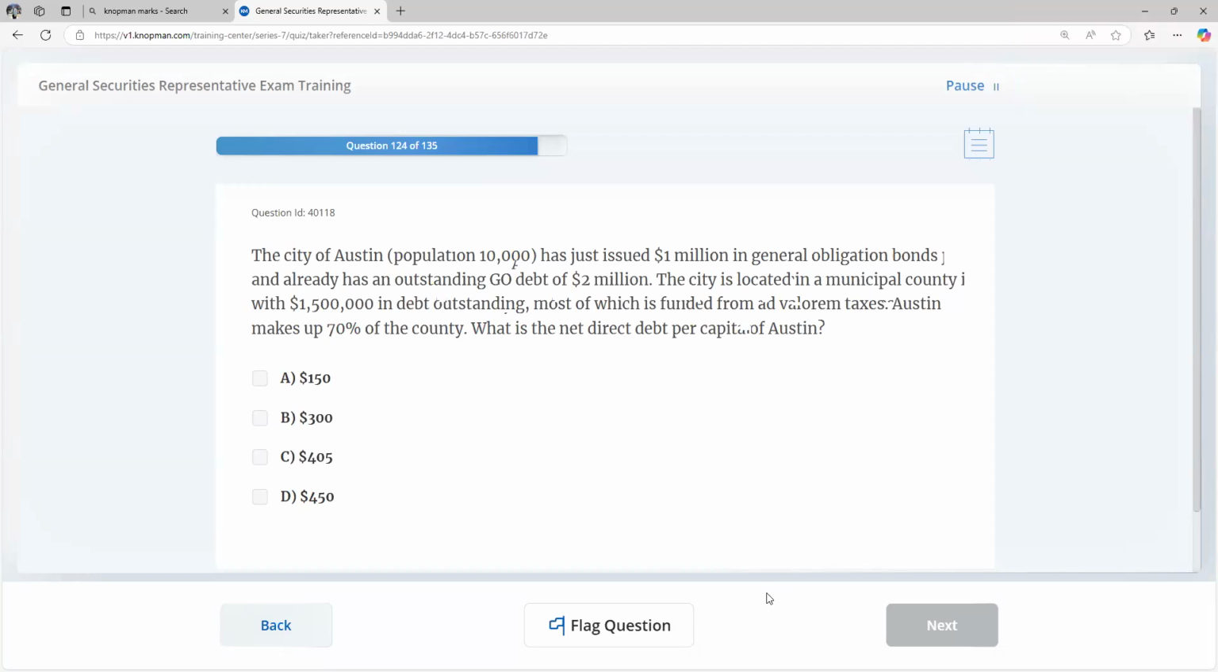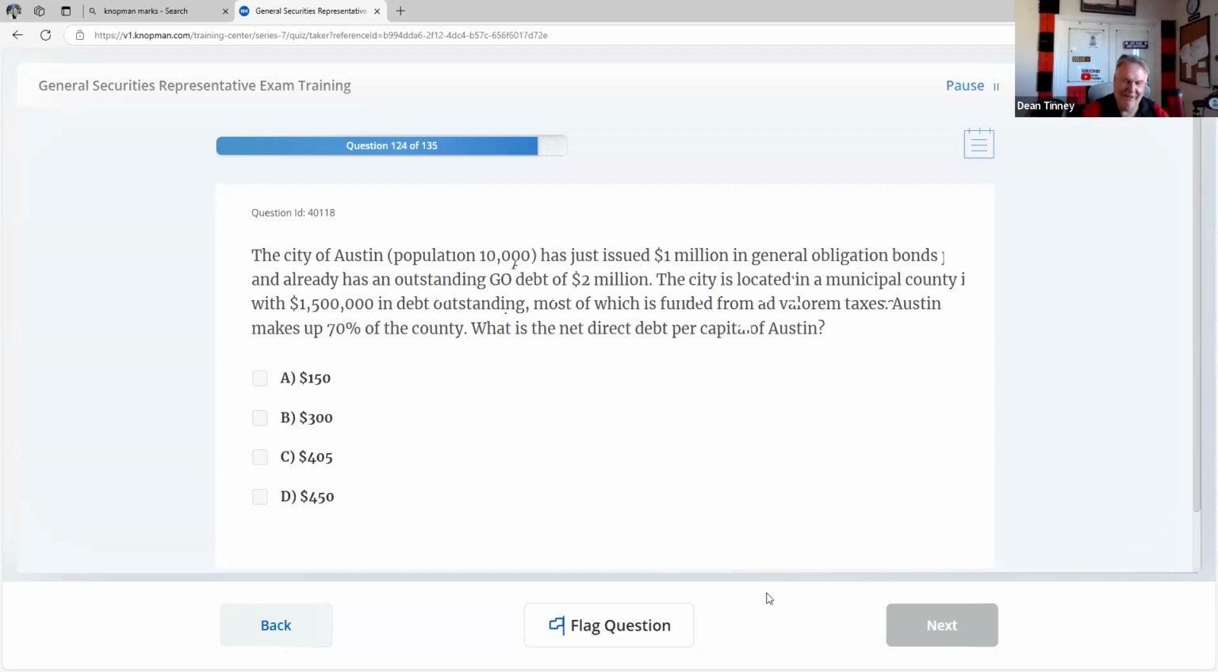I'm not going to have questions like this on the exam. Not at all. This is a crazy question. It's getting at coterminous, when two or more taxing agencies share some of the same geographic boundaries. You will not see that. But what we would have done is added the 1 million, 2 million, so 3 million, divided by 10,000 population. Then we would have taken 70% of the 1.5 million and divided by 10,000. It would have given us one of these answers.